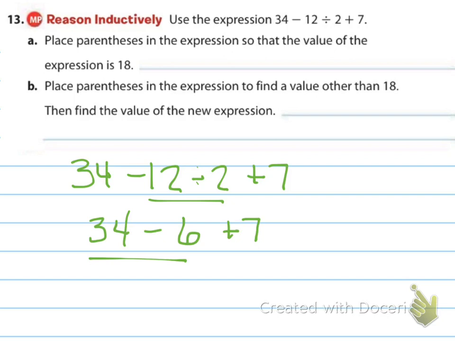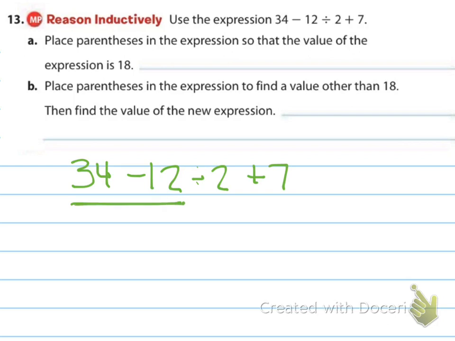I already know it's not going to be 18, so I'm going to go ahead and backtrack and erase all my extra stuff. So now I'm going to say, okay, what if I did this first and then did my please excuse my dear Aunt Sally after it? So let's see, if we did this first, then we would have 34 minus 12 is 22.